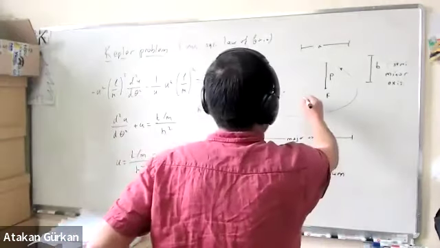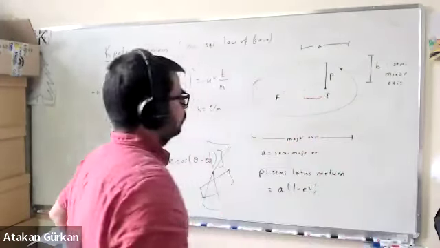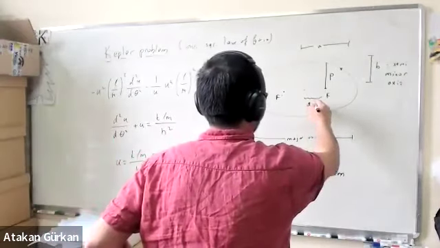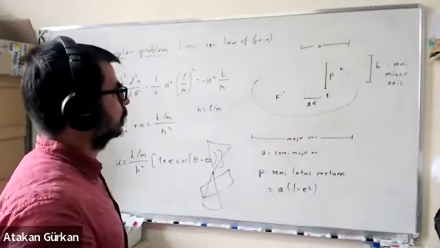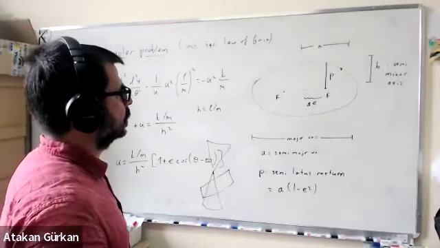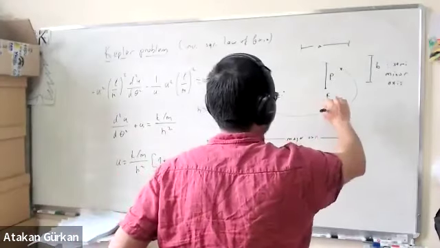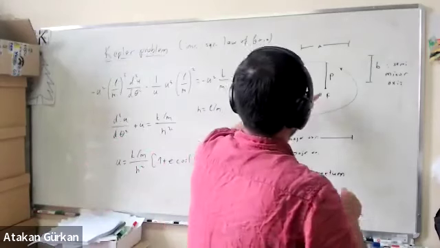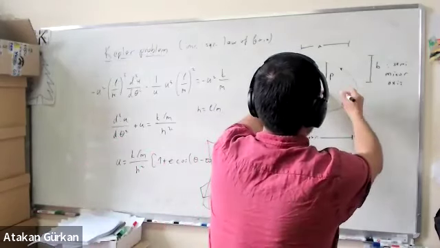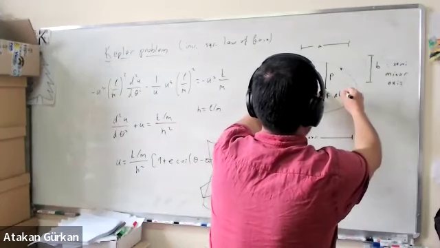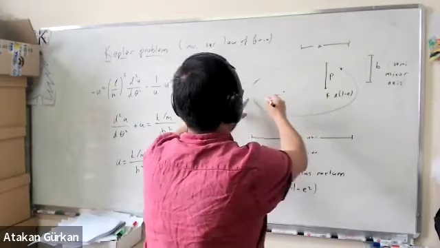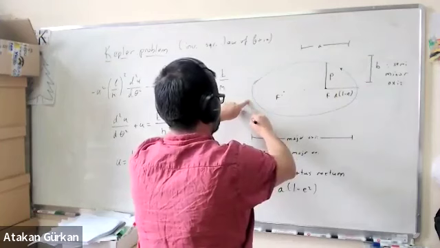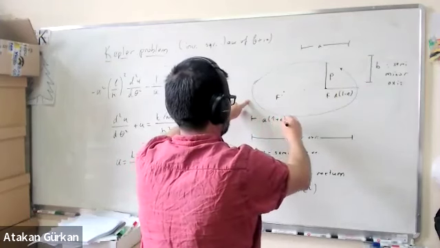So the distance of this from the center is A times E. And no, sorry. Which one is it? So this one is A times 1 minus E. So this distance is A times 1 minus E. This distance is A times 1 plus E.